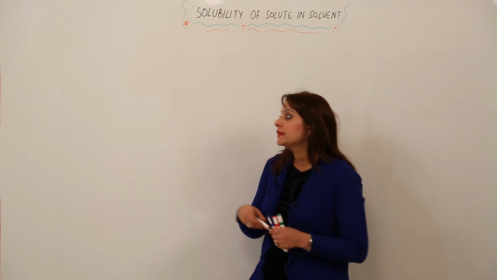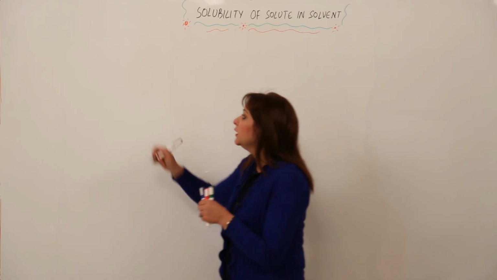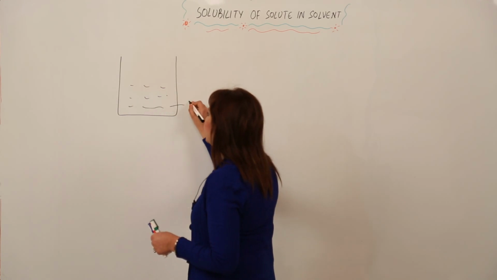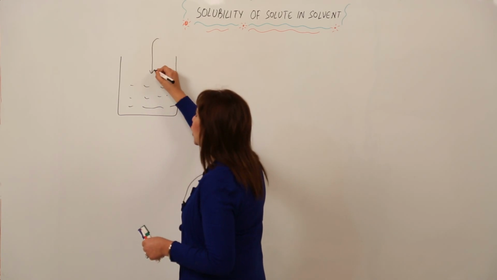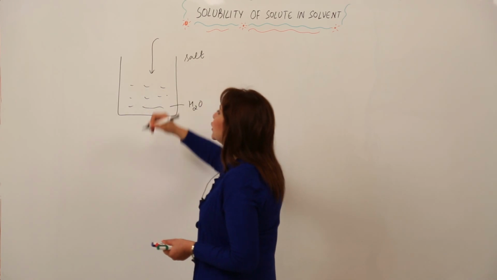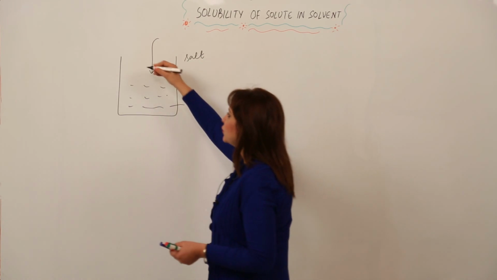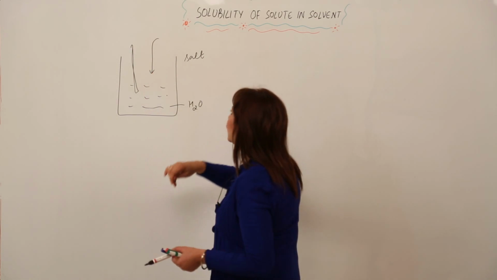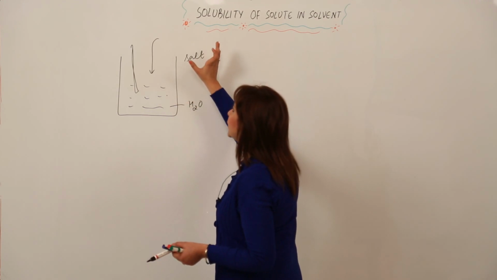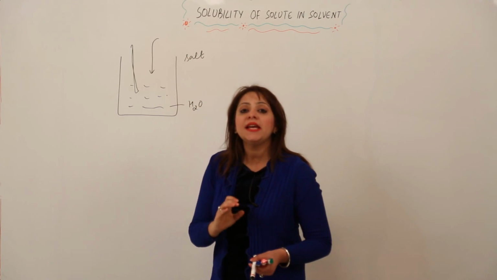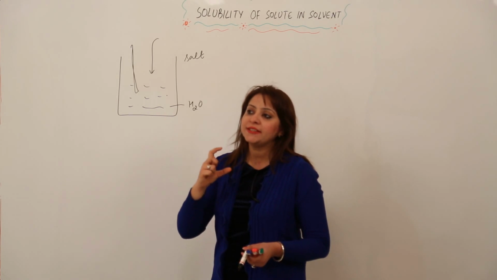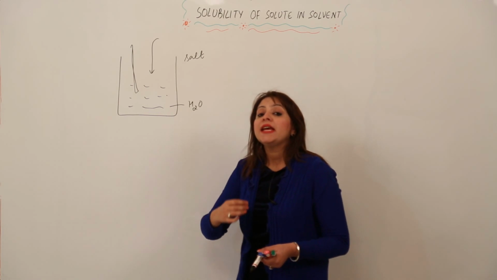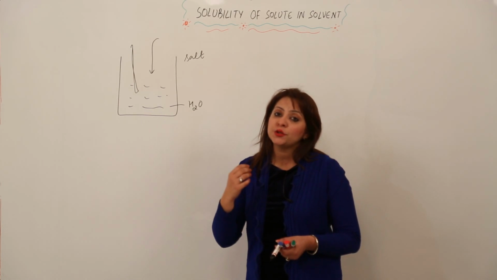I'm just explaining with an example. Just look at the board. You have a flask which is filled with water, and I am adding salt, or you can say sugar, to it. I'll be adding salt and stirring it with the help of a stirrer so that it gets dissolved. How much salt gets dissolved in water indicates the solubility of a solute in a solvent, or the ability of the solvent to dissolve the solute in it.